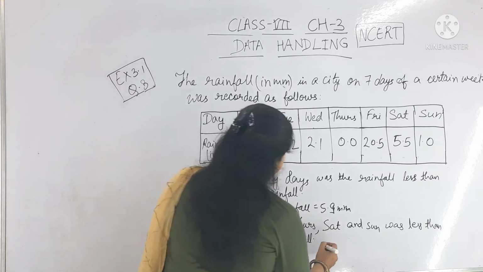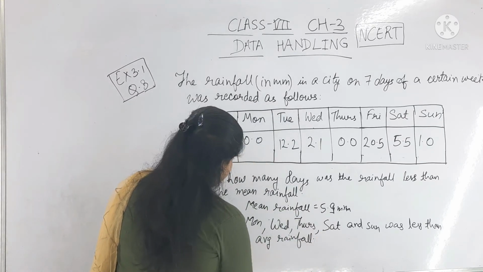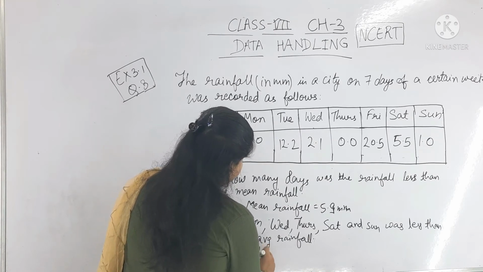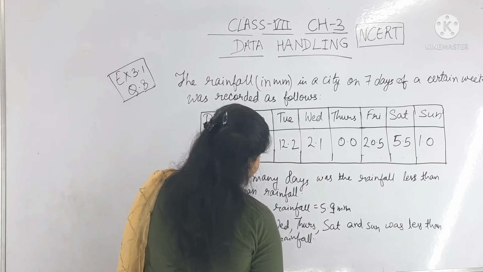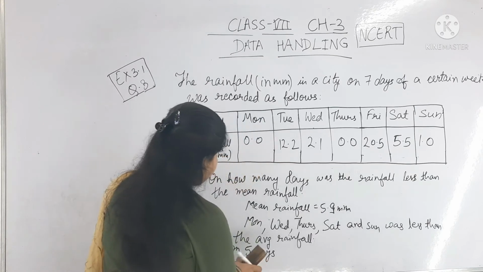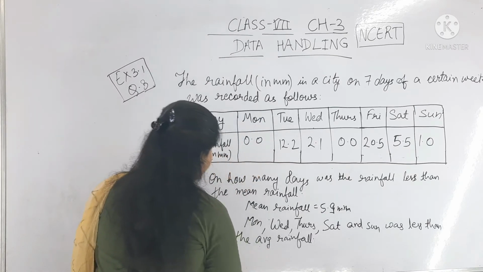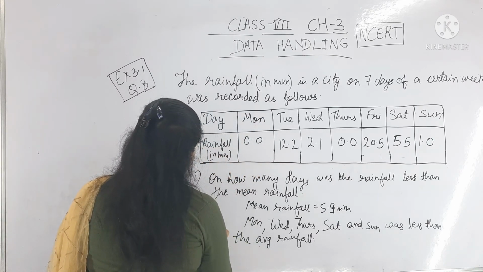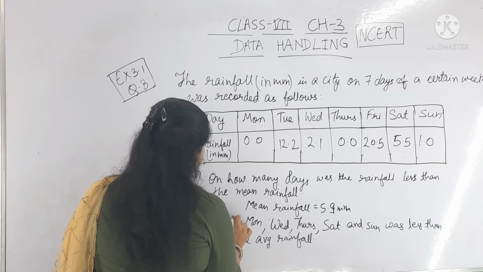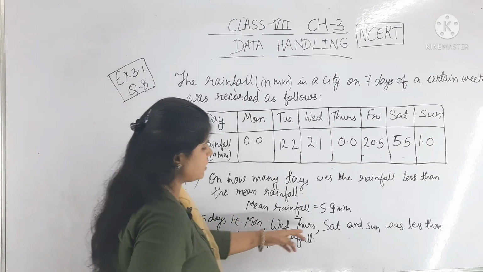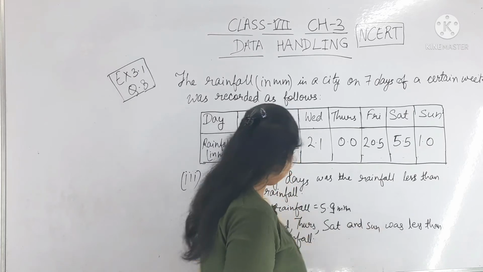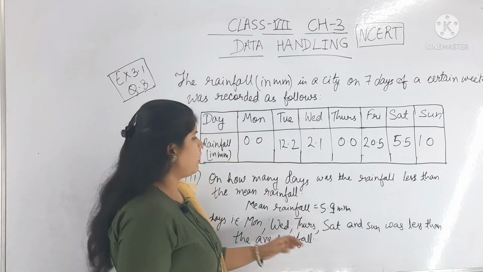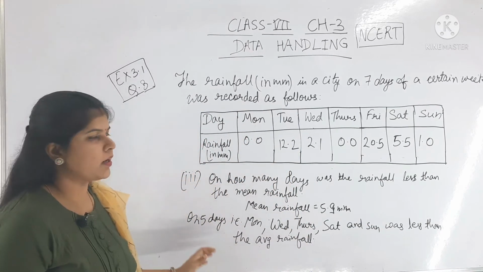Okay. So on 5 days, here you can write like this: on 5 days, that is Monday, Wednesday, Thursday, Saturday and Sunday was less than the average rainfall. Like this you can conclude the third part.